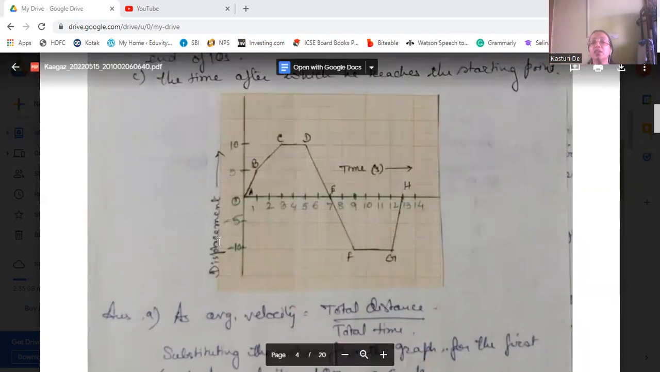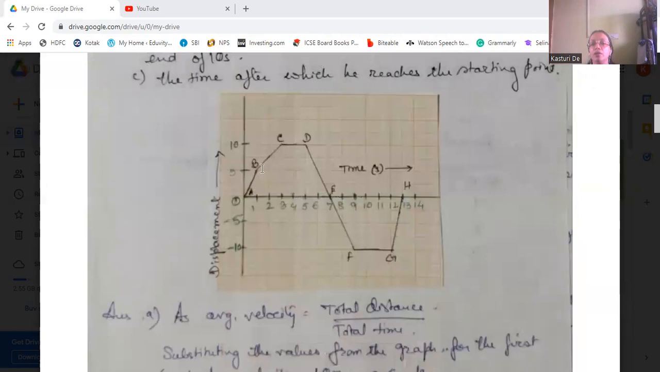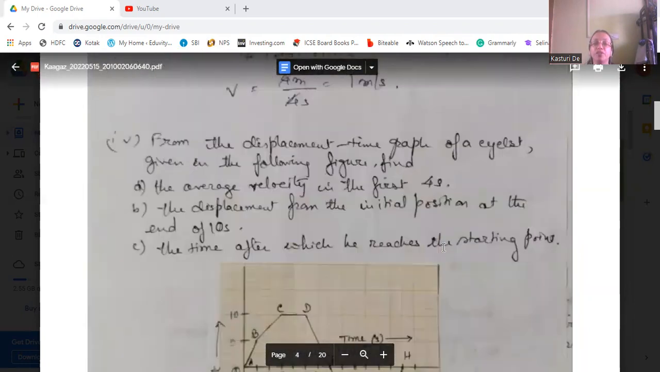See, it is moving in this way. First, when it is 1 second, it is moving to 5, then 10, then from C to D, it's again 10. Then it's coming down to 7. When it is 7 seconds, it's coming down to the original position. Then it is moving down to F, then to G, then rising up to H. So this is the figure.